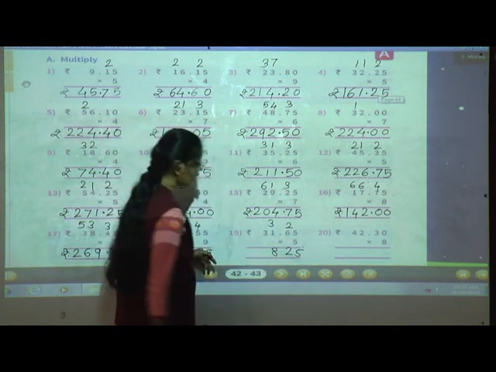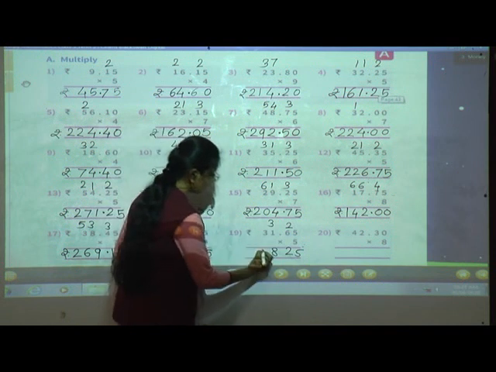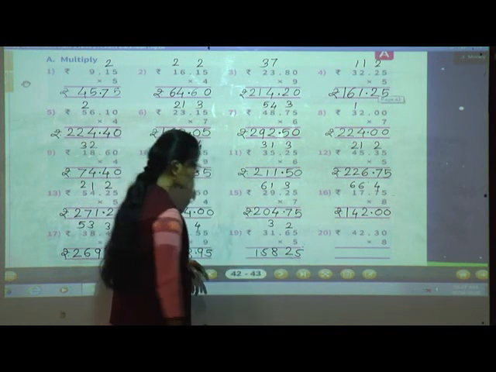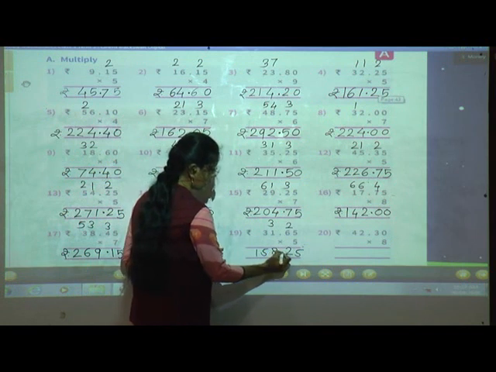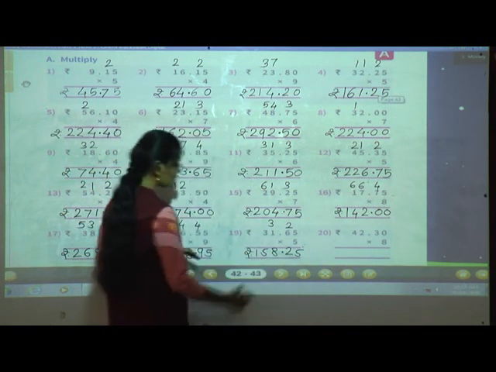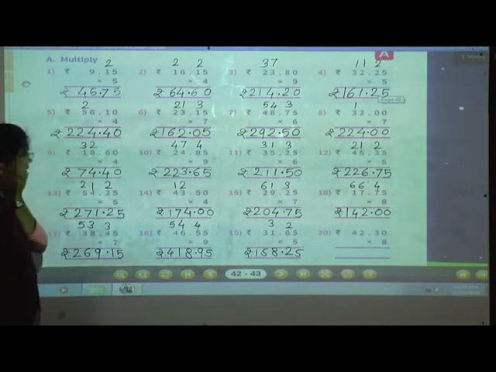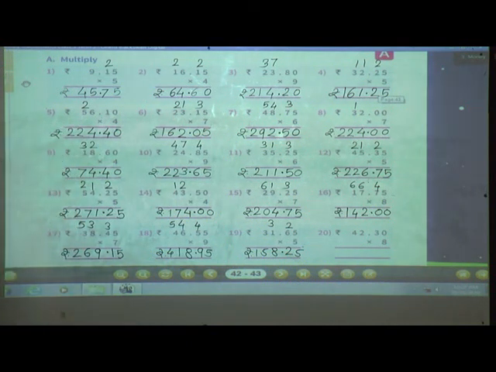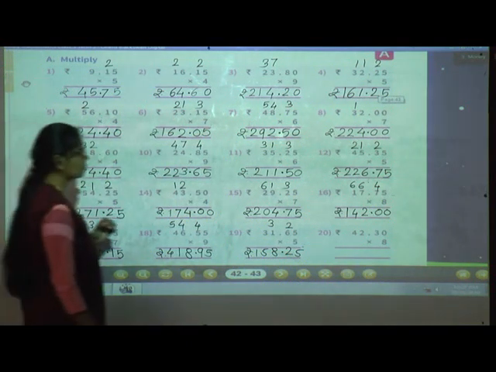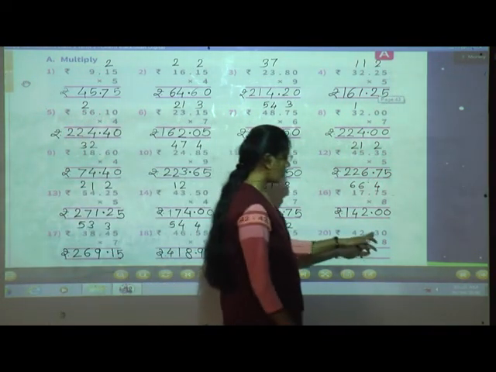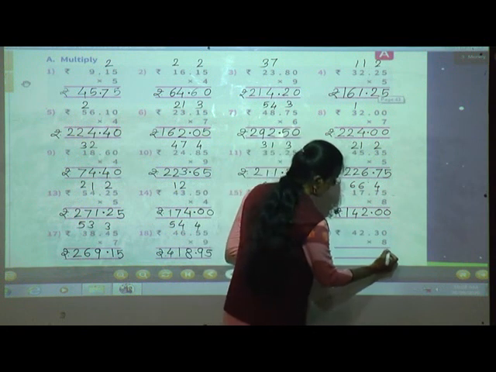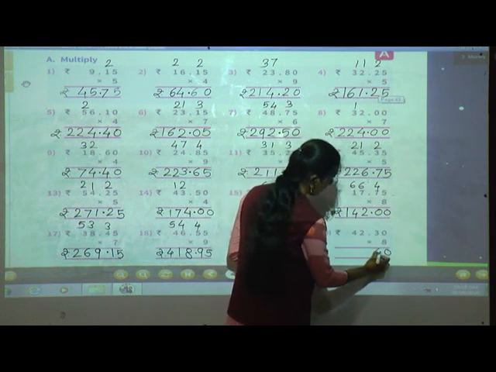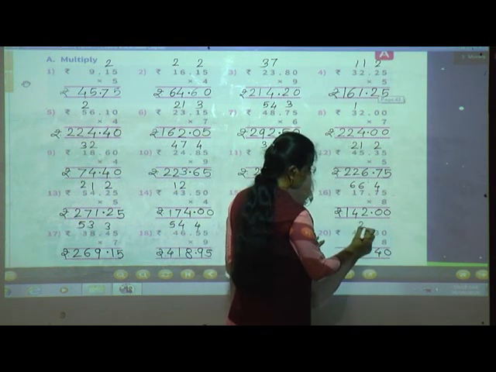So write here 8. Then 5 3s are 15. Now give a dot before the second digit from the right side. So before 2 we have to give a dot. So what is the answer? 158.25. Now one more example we will take, that is number 20. Rupees 42.30 into 8. 8 into 0, 0. Then 8 3s are 24. So write here 4 and 2 as a carry.